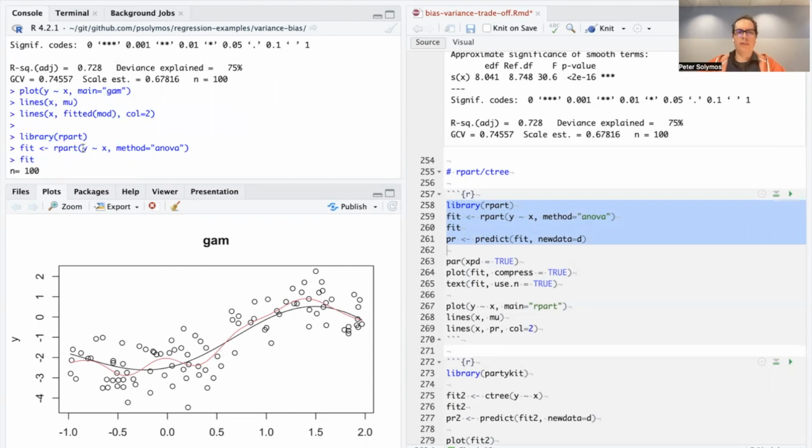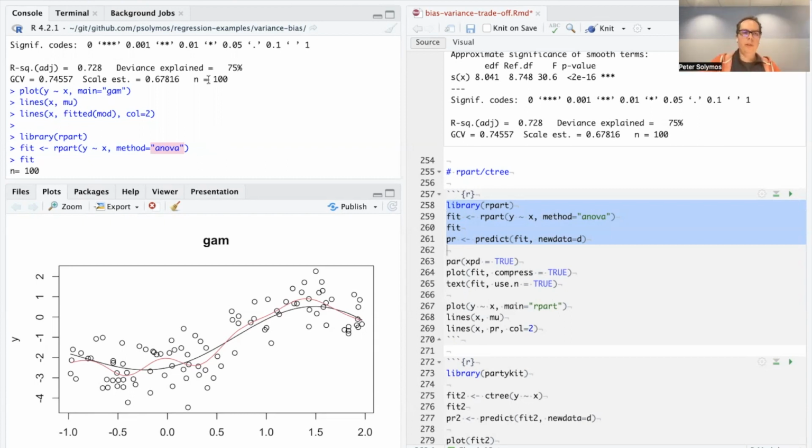Fit rpart with this formula interface, same as before, y as a function of x, and we use the ANOVA method, which is like the Gaussian family. So this dictates how the loss function is calculated, which is really the residuals and how that is being minimized.